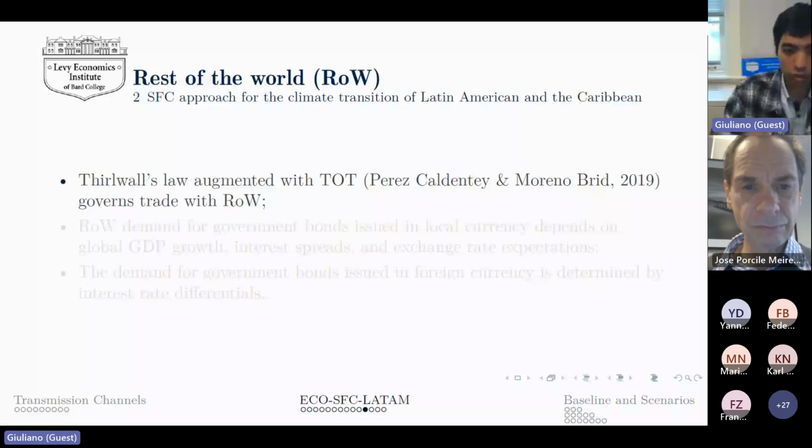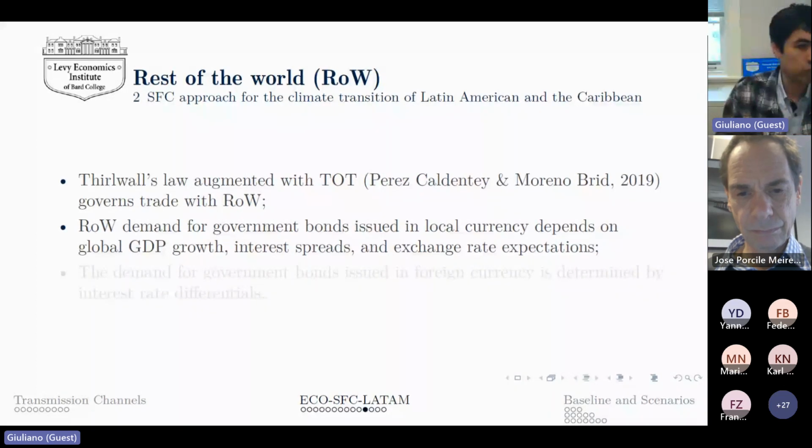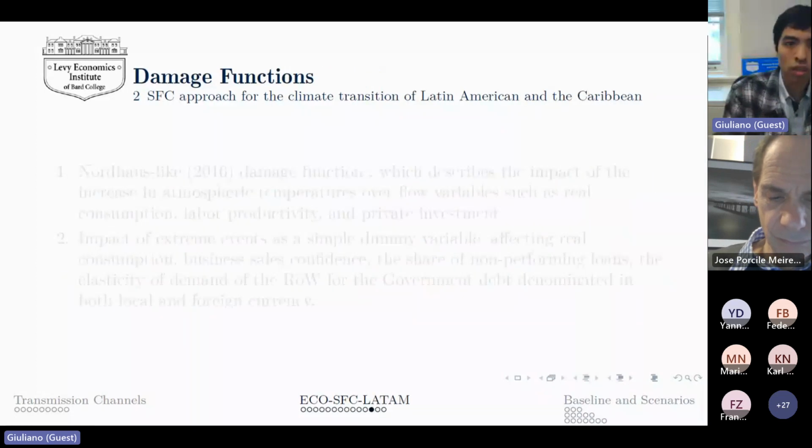the rest of the world actually does demand government bonds issued in local currency. So this demand for government bonds issued in local currency will depend on global GDP growth, interest spread, and exchange rate expectation. And the demand for government bonds issued in foreign currency is determined by interest rate differentials.